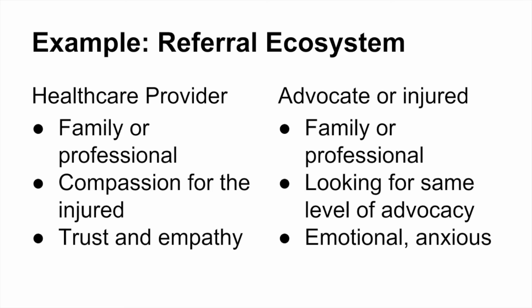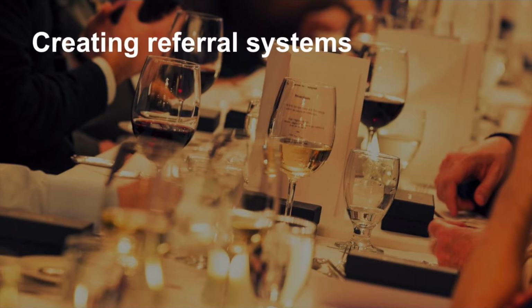So why do those people create the ecosystem? Obviously, they're an advocate for the injured. And again, you're looking for family and professionals. They have the same level of advocacy, or they're looking for the same level of advocacy. So they're going to look for an attorney that's somewhat like them, or they feel is going to have the same empathy that they have. And then, of course, they're emotional and anxious. So as we're thinking about our referral system, we're going to have to figure out how to be very wide and make sure that we can, in an empathetic way, bring in that referral when they start to do the research, and make sure that you're going to be the right advocate.